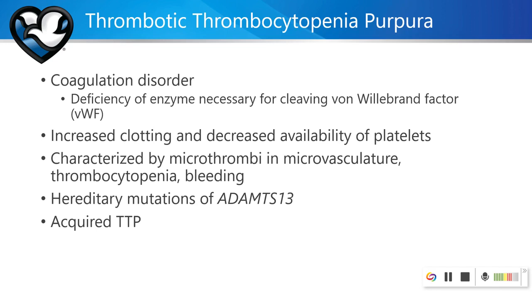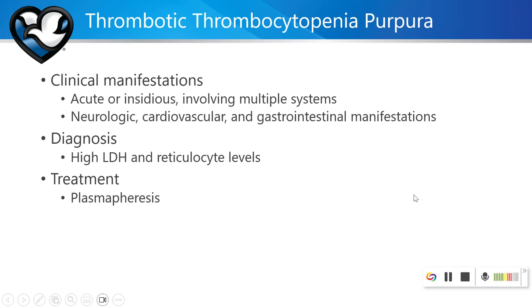Therefore, TTP is characterized by microthrombi in the microvasculature, thrombocytopenia, and bleeding. The clots are composed of von Willebrand factor and platelets. TTP can be hereditary or acquired. Manifestations can be acute or subtle, and multiple systems can be involved. Diagnosis is usually achieved through a history and physical, CBC, peripheral blood smear, LDH level, and bilirubin. Plasmapheresis is the treatment, and a splenectomy and glucocorticosteroids may also be needed.